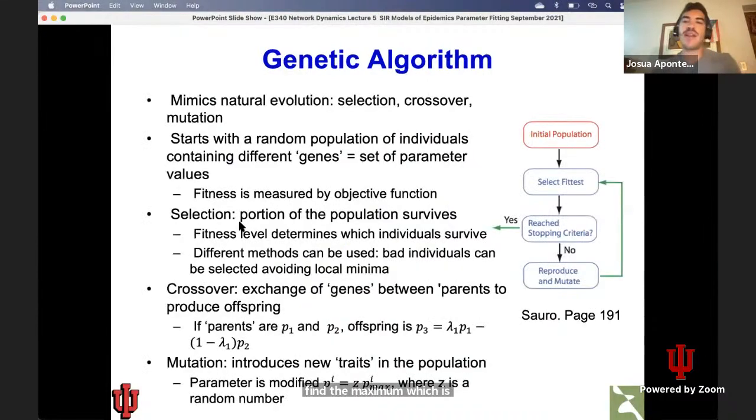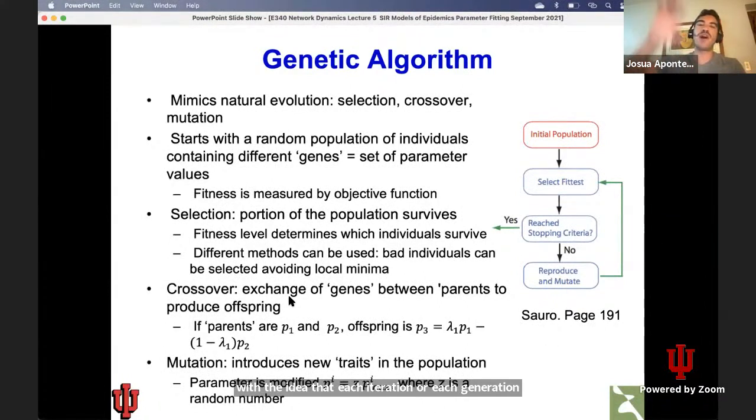Again, as I mentioned, I'm not going to go into the detail, but the genetic algorithm uses these ideas from natural evolution, such as selection, crossover, and mutation, and basically generates different populations, with the idea that each iteration or each generation increases the likelihood that one of the individuals is found at the maximum or the minimum of the parameter space.